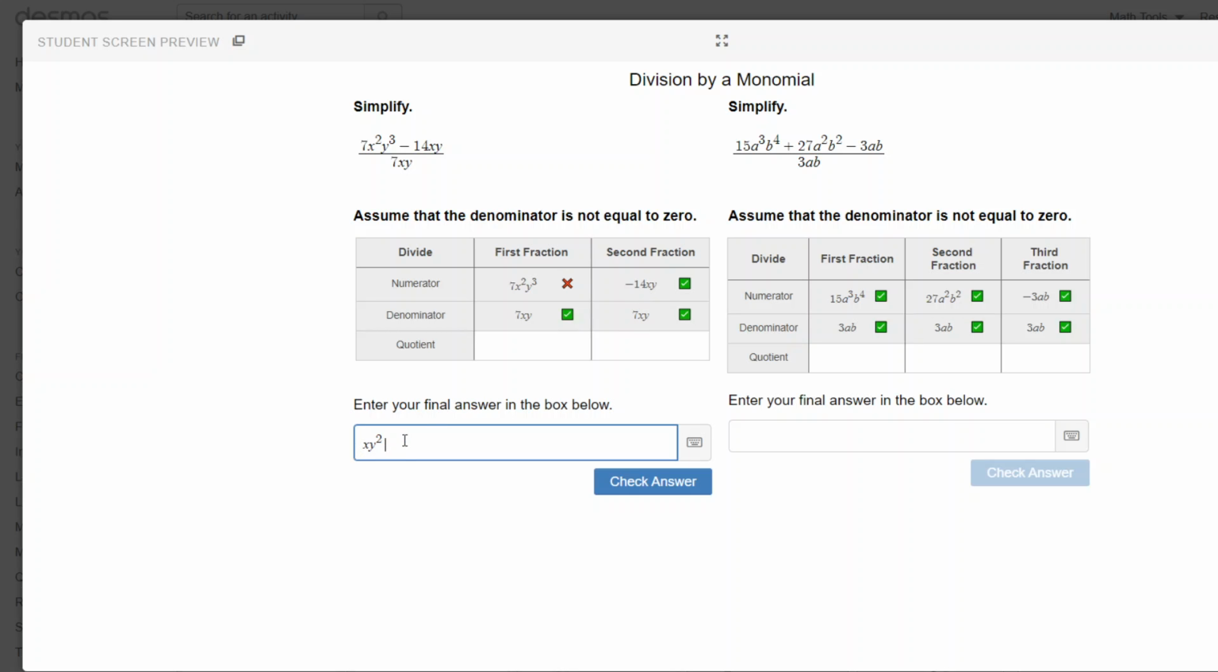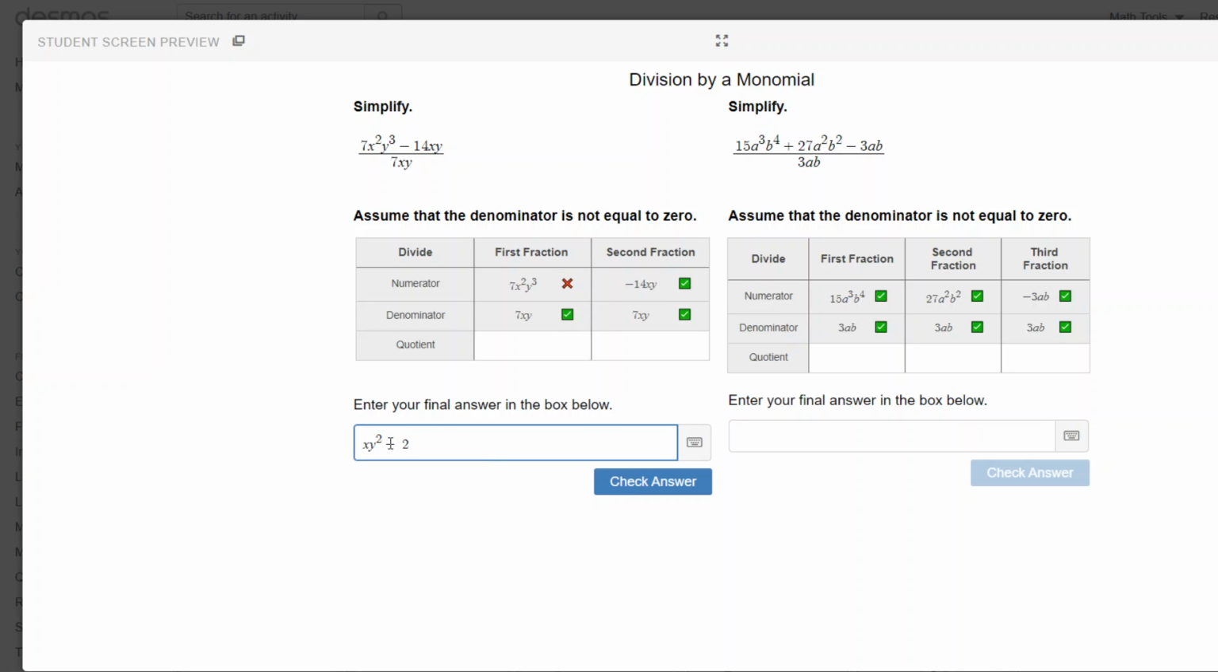-14 divided by 7 is -2. X divided by x, as they're the same, they cancel. And y divided by y, as they're the same, they would cancel as well. Now, it doesn't like my response, but that might just be because I've actually put spaces in here. Let's see if it's going to let me change my answer.